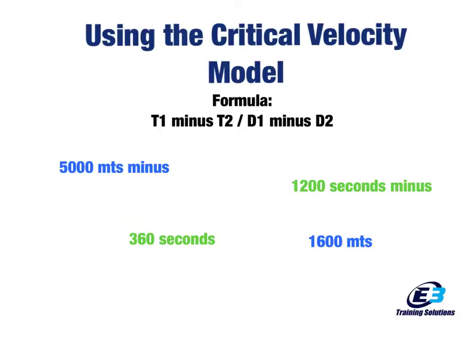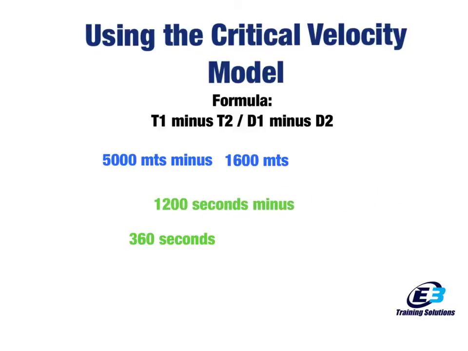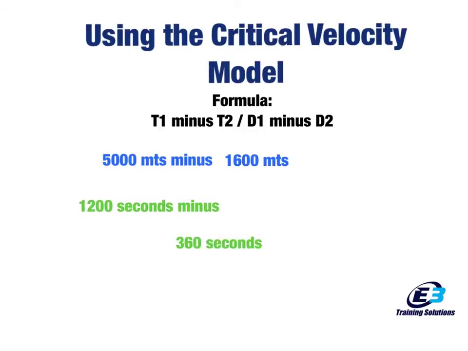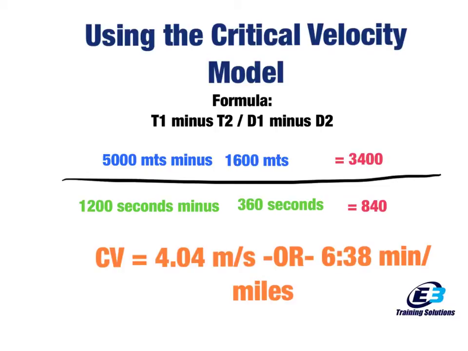And then we just plug the numbers into the critical velocity formula, which is taking the distance of the longer test, in this case the 5,000 meters, minus the distance of the shorter test, which was 1600 meters. And then we're going to divide that by the duration of the longer test, which is 1200 seconds, minus the duration of the shorter test, 360 seconds. The result would be 3,400 divided by 840, which results in a critical velocity of 6 minutes and 38 seconds per mile.